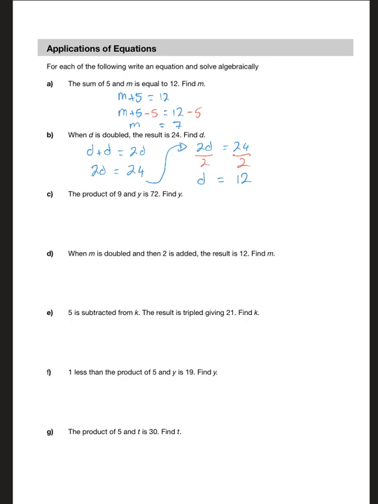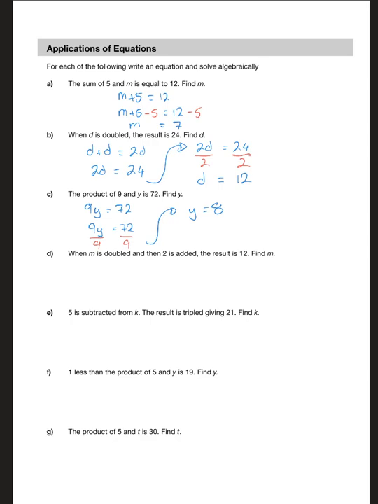The product of 9 and y is 72. Find y. Of course product means multiplication, so that is just 9 times y. 9y is equal to 72. We're going to undo the 9 times, so we end up with 9y equals 72, where we are now undoing the multiply by 9 by dividing both sides by 9, and then that makes y equal to 8.